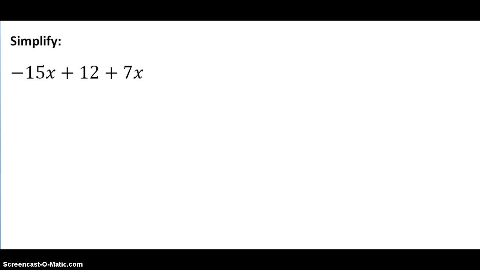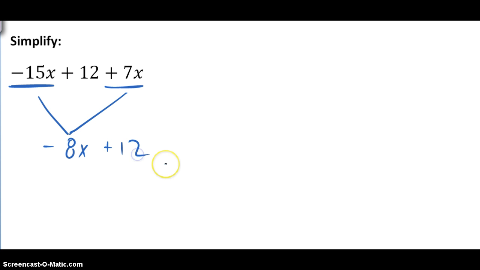Now, there's also something that we need to be able to do, and that is to combine like terms, or collect like terms. In this case, the instructions say simplify. So here we have negative 15x and positive 7x. We can combine those two. We can't combine them with the plus 12 because it doesn't have a variable x. So we combine the 15x and the 7x. Negative 15 plus 7 is negative 8x, and then the plus 12 we just slap on the end there. No big deal. Again, we can't combine this and this because this has an x and this doesn't.